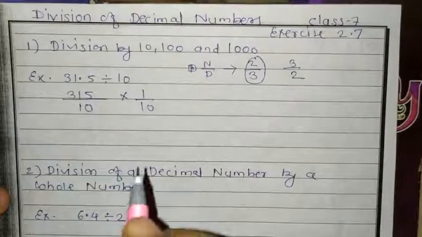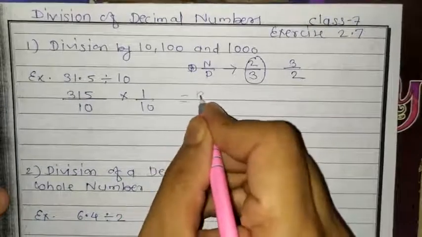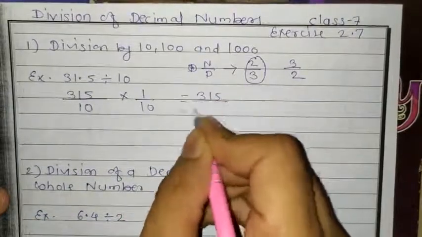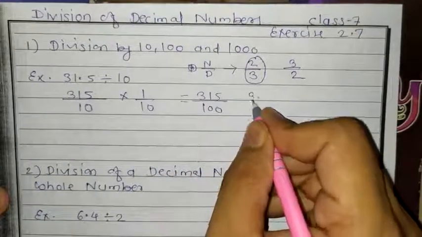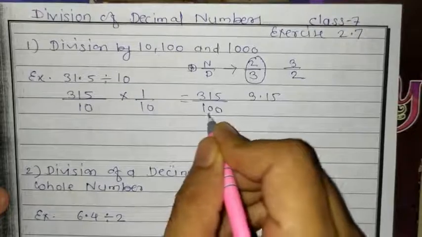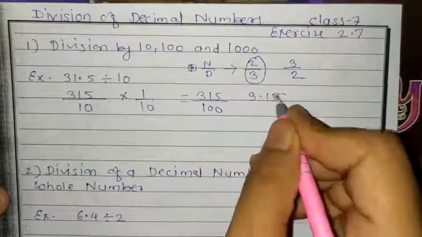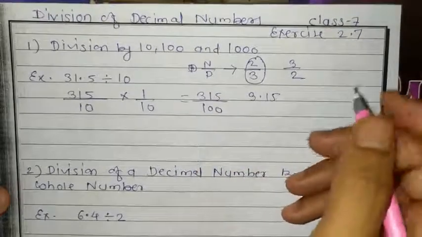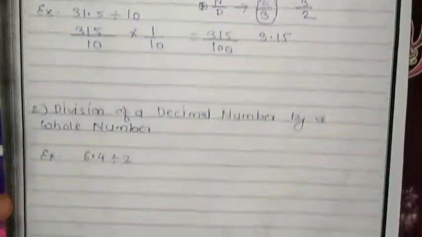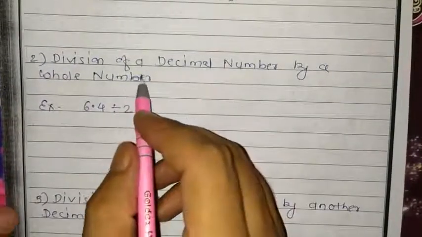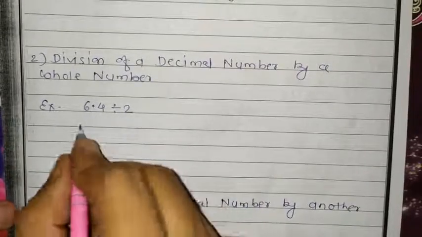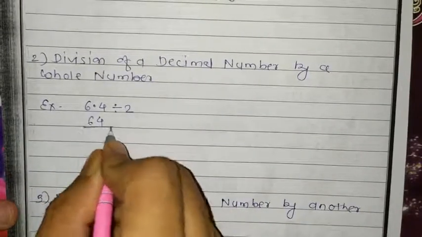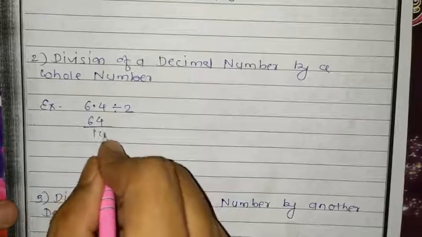Now we can easily solve. So its multiplication is like this, 10 into 10, 100. So our answer is 3.15, because after the decimal point there are 2 numbers. So in this way we can easily solve. Now for the second topic, division of decimal number by whole number. If you get numbers like that, then you can easily write here 64 upon 10.